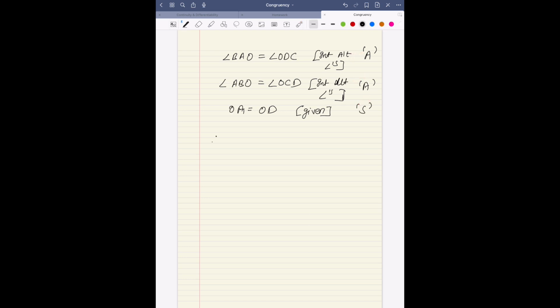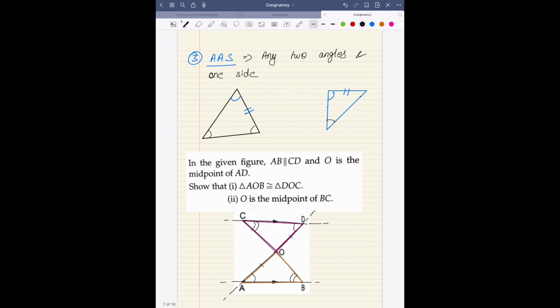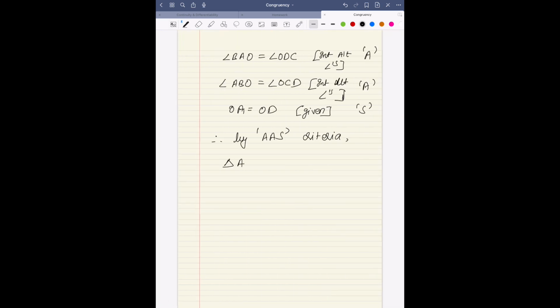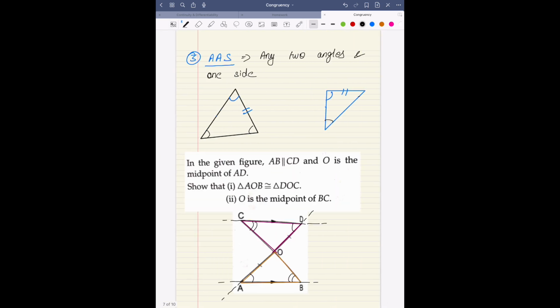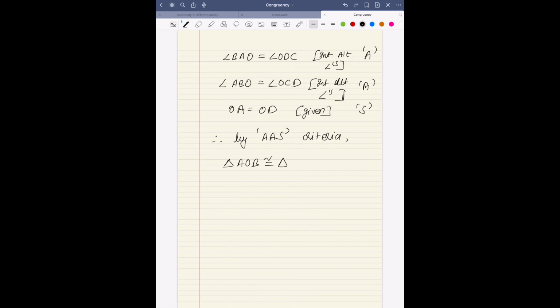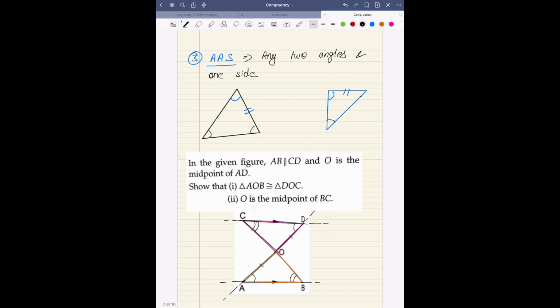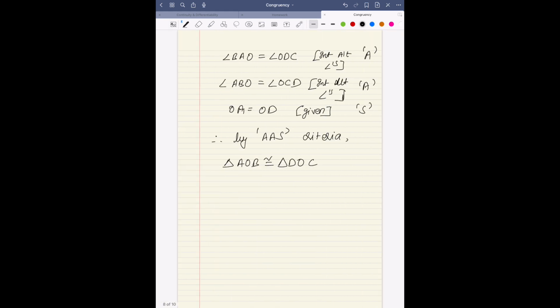AAS. So what will you write? Hence, by AAS criteria, triangle AOB is congruent to triangle DOC. Now A corresponds to D, we have already seen over here that A and D are equal. O corresponds to O, it's common, and B corresponds to, there's only one thing left, C. So these two are congruent.